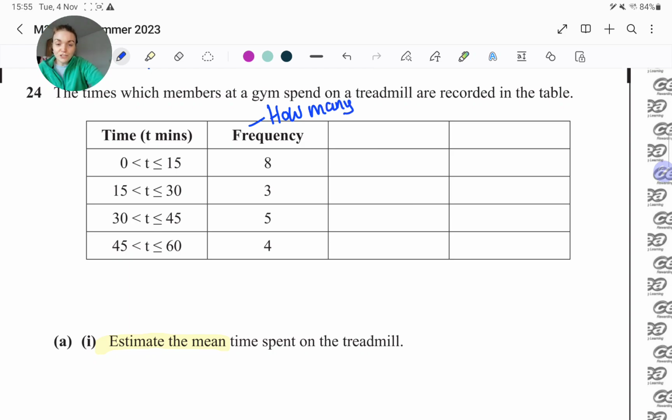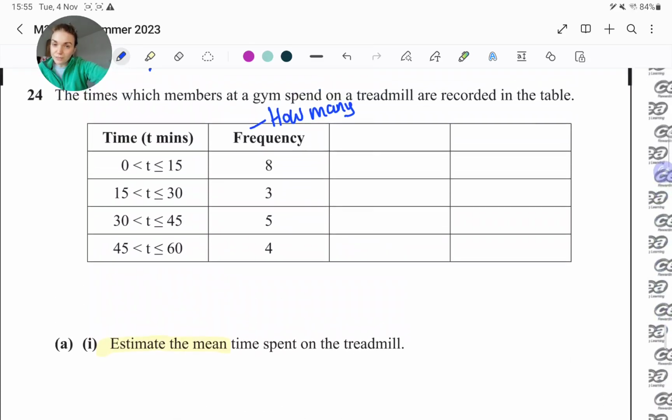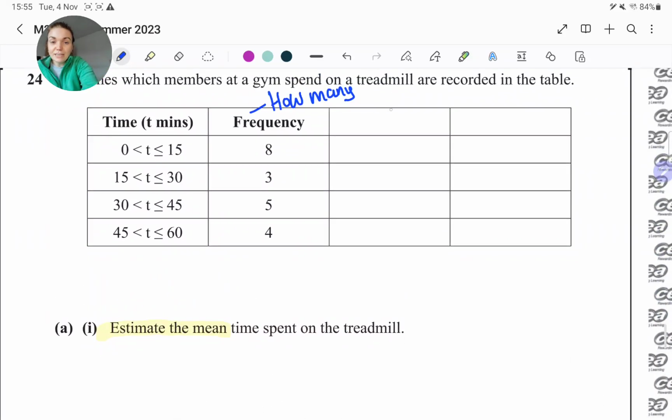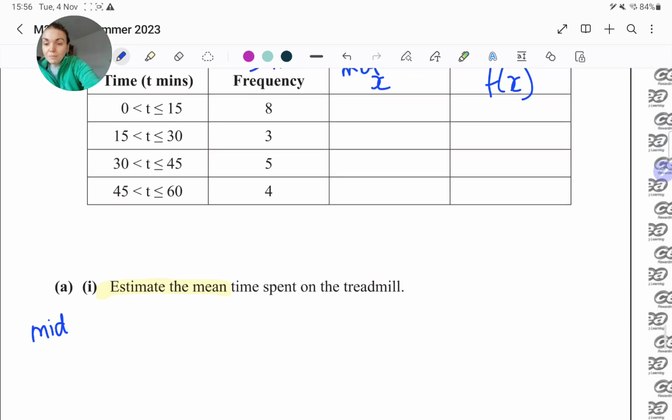So here's the drill down that you do every single time for 3 or 4 marks. This one's worth 4 marks, so it's worth getting correct. First thing you want to do is label this column X and this column f of X. This is essentially our midpoint value. When you're finding the midpoint, the easiest way is to add the two numbers together and divide by 2.